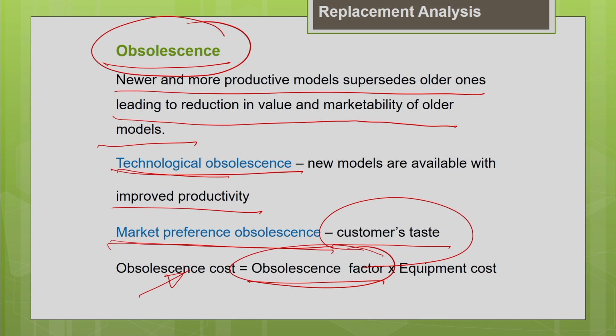Now let us work out an illustration so that we can have a better understanding of how to estimate the economic life of the machine. I hope you remember what the economic life of the machine is. Economic life is nothing but the time period during which the cost associated with the machine is minimum.